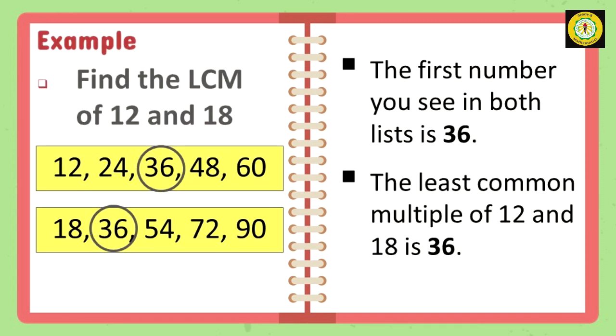For example, find the LCM of 12 and 18. The multiples of 12 are 12, 24, 36, 48, 60. The multiples of 18 are 18, 36, 54, 72, 90. The first number you see in both lists is 36. The least common multiple of 12 and 18 is 36.